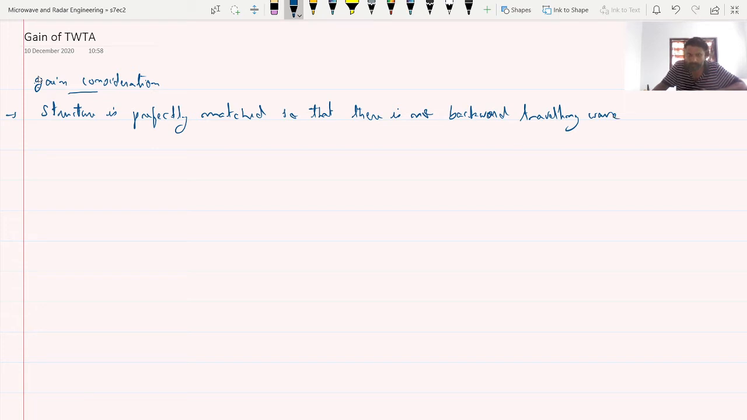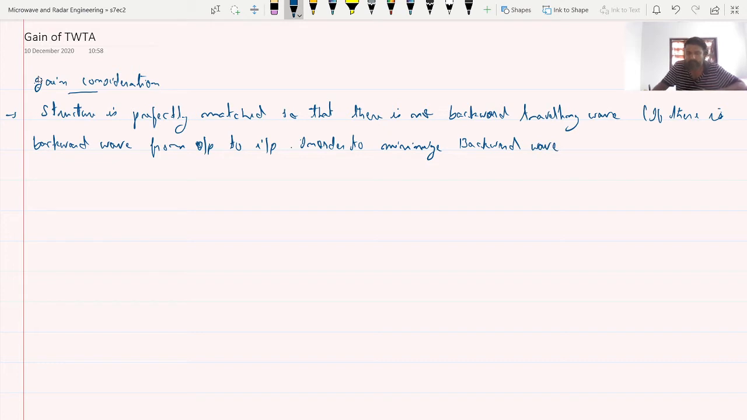Backward traveling wave. Okay, that is, even if there is a backward wave from output to input, then in order to minimize the backward wave, what we are keeping, an attenuator is kept at the center of the TWT, that you know.